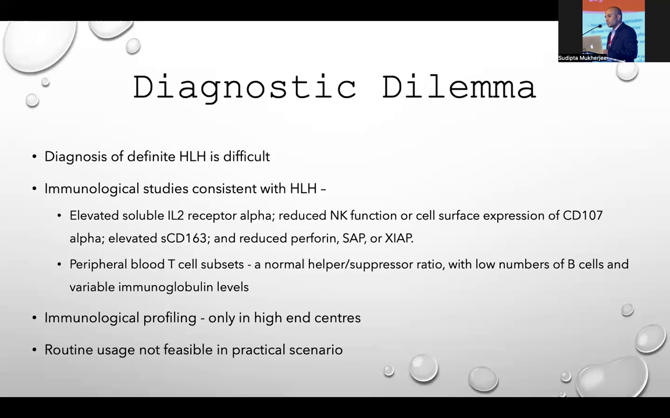The diagnostic dilemma will continue because of the immunological studies which can confirm HLH, like elevated soluble interleukin 2 receptor alpha, reduced NK cell activity or cell surface expression of CD107 alpha, elevated soluble CD163, reduced perforin, SAP, XIAP, or altered function of the peripheral blood T cell subsets, proven by a normal helper suppressor ratio with a low number of B cells and variable immunoglobulin levels. This type of immunological profiling is done only in high-end research centers and cannot be used in regular practice. So routine diagnosis of these patients will remain a challenge.